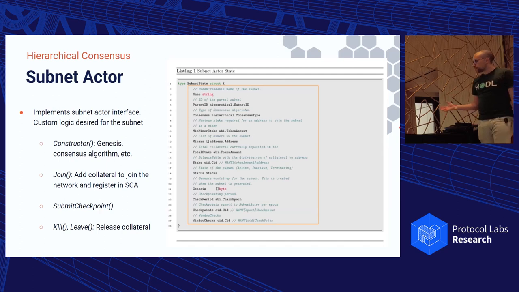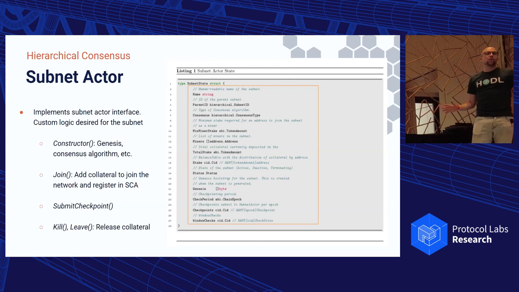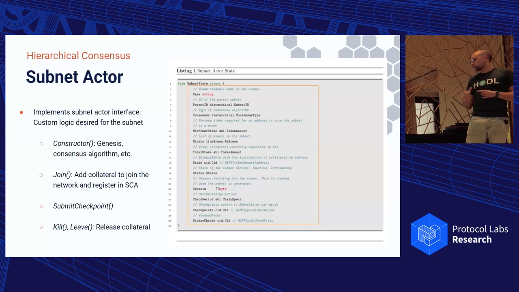Yeah, and the subnet actor, we have a reference implementation of the subnet actor, but the idea is that this is user defined. As long as you implement the interface with this constructor where you set the genesis, the consensus algorithm, the checkpoint period, so how often you want to checkpoint to the parent, and so on. But the join, the submit checkpoint, the kill, leave, and all of these functions are user defined so that any application can choose their own policy.